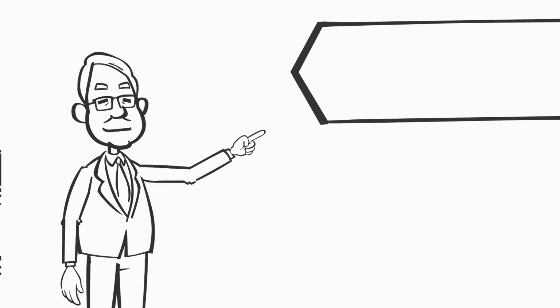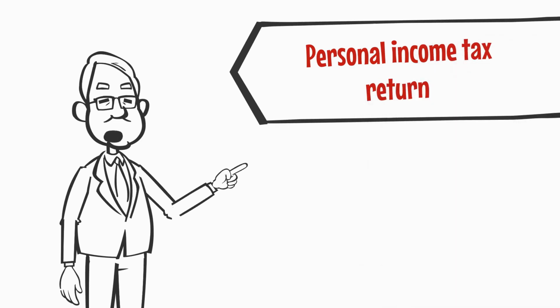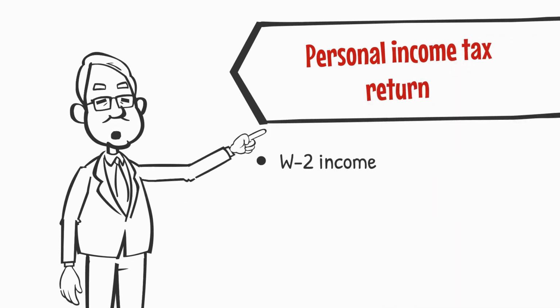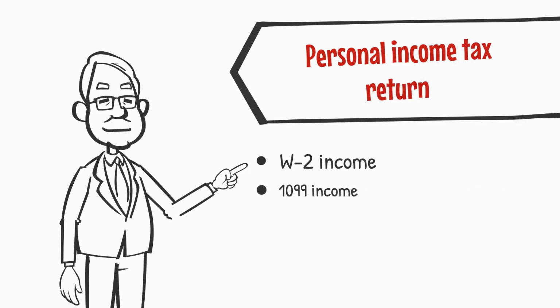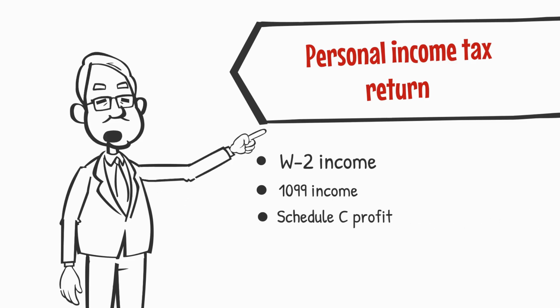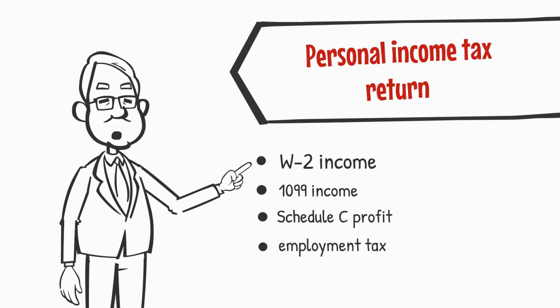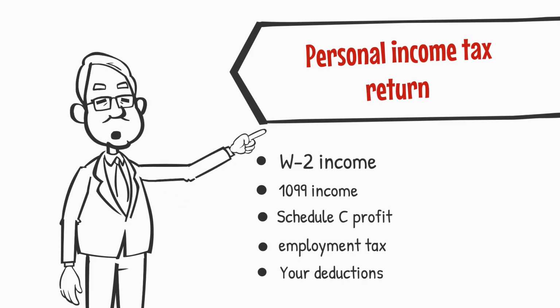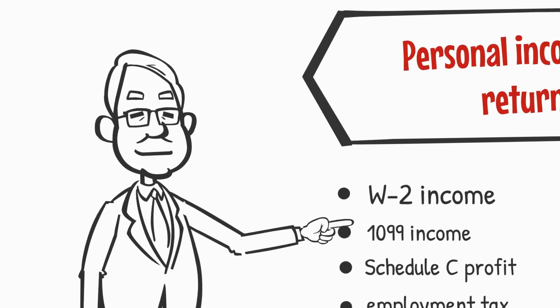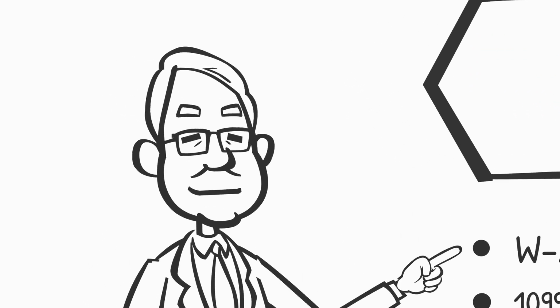4. Form 1040, the big one, your personal income tax return. Everything flows here. W-2 income, if you have any, 1099 income, your Schedule C profit, your self-employment tax from Schedule SE, your deductions, credits, and final refund or tax bill. If you're fully self-employed, your entire return is built around this form.